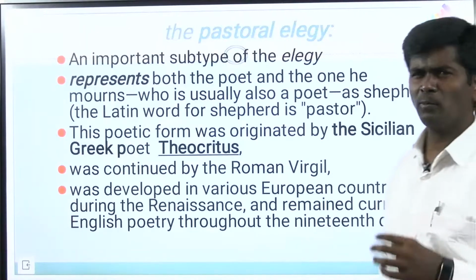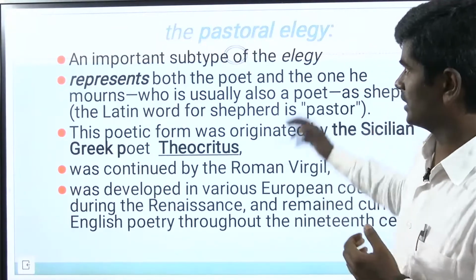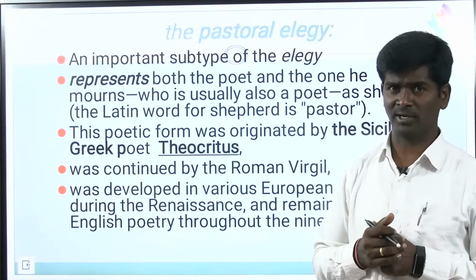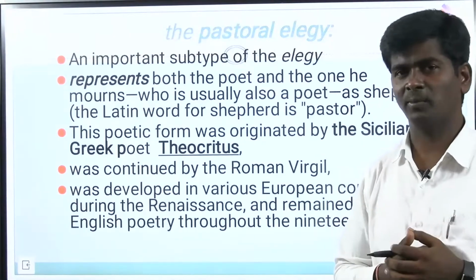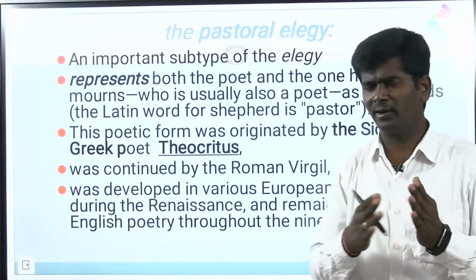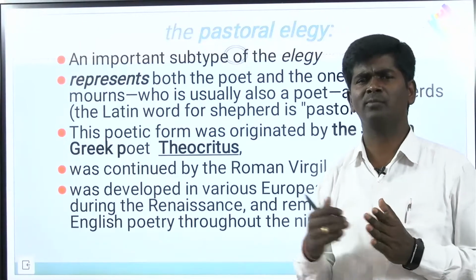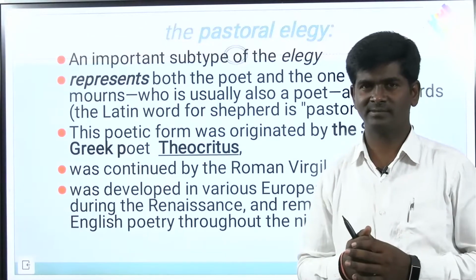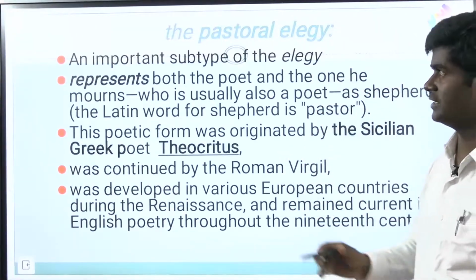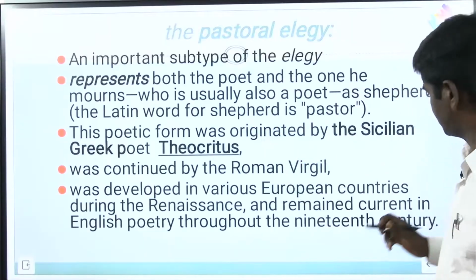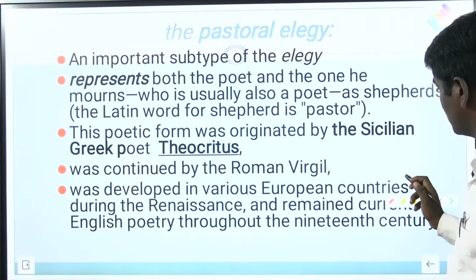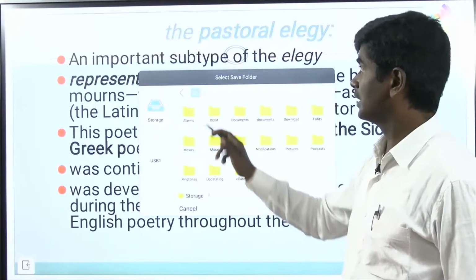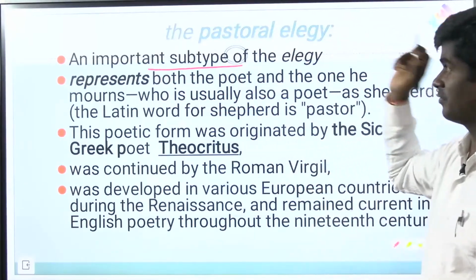Next, you can see what are the various types of elegies. You can see the first elegy is pastoral elegy. Very, very important one. Whenever you read poetry, because you happen to read a lot of poetry, it becomes examples for elegies. Okay. So pastoral elegy, an important subtype of the elegy. Pastoral elegy, it is an important type. It is an important subtype of elegy.